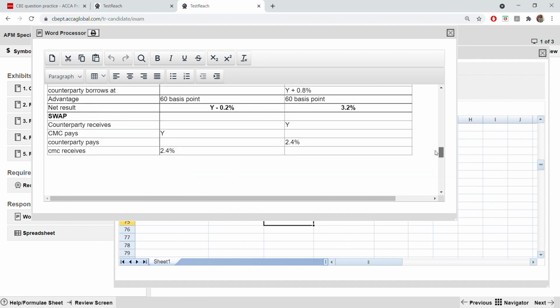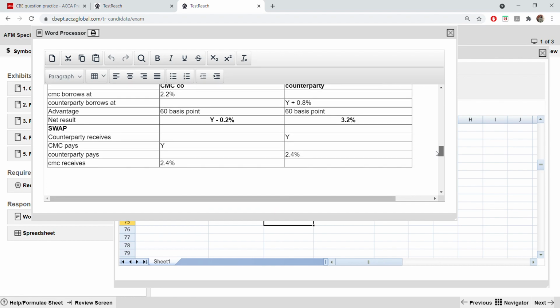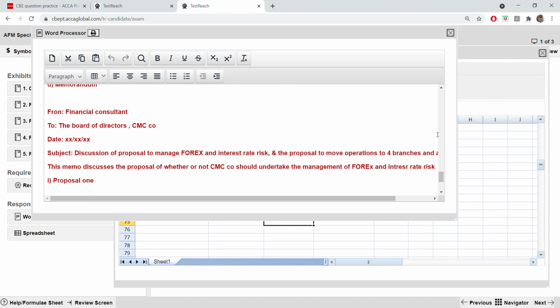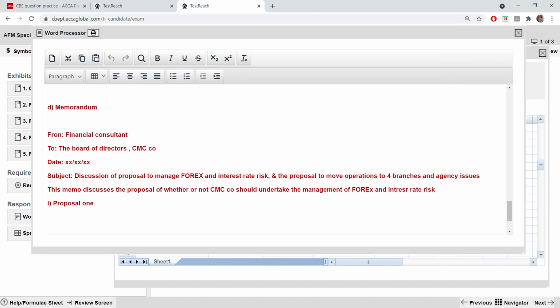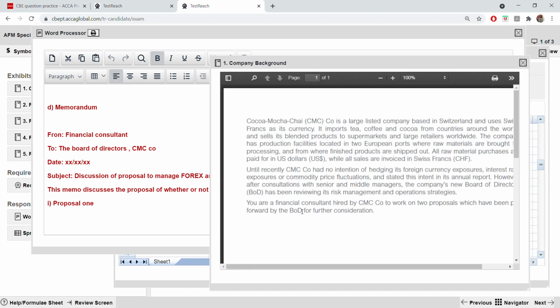You see, yesterday I tried to do this in Word like this. It wasted a lot of time. So I already have it there for you. You start with the memorandum because you are supposed to prepare a memorandum, and this is the format. You have to write from whom. It is said in the scenario that you are the financial consultant.